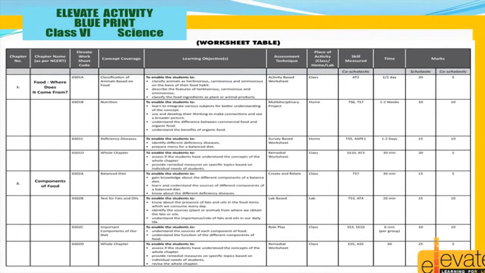We have, say, this is the science for class 6, food, where does it come from, and components of food. So 2 chapters are given over here, and we can see that from each chapter we have made 4 or 5 activities. So teachers would be having enough activities in hand to conduct for assessment or conduct for classroom or homework.